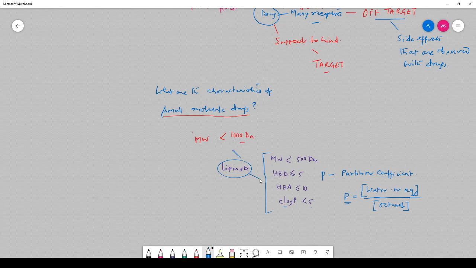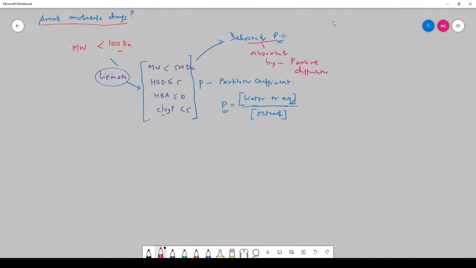Lipinski found that if a drug follows all these criteria, then it can be delivered per oral, it can be given orally. The assumption by Lipinski is that these drugs can be delivered per oral and they will be absorbed by passive diffusion. So if these criteria are fulfilled, it can be absorbed by passive diffusion.